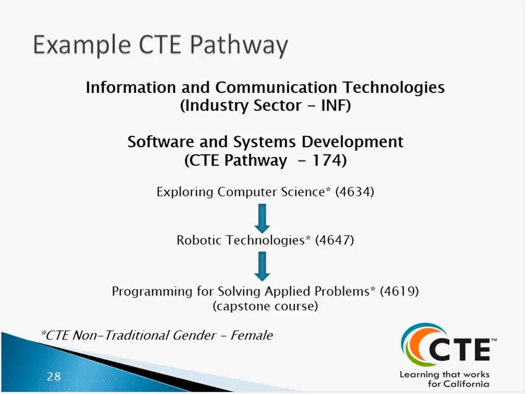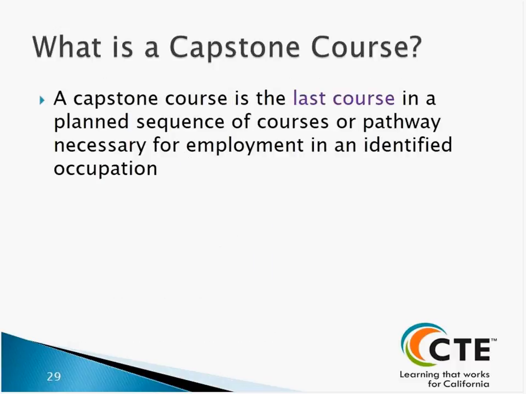Notice that there's an asterisk by all of those because those are all considered non-traditional for women. So a lot of careers in IT are non-traditional for women. This is an example of a pathway, which is a coherent sequence of courses. And the capstone course is the last course in your planned sequence of courses and is necessary for employment in an identified occupation.